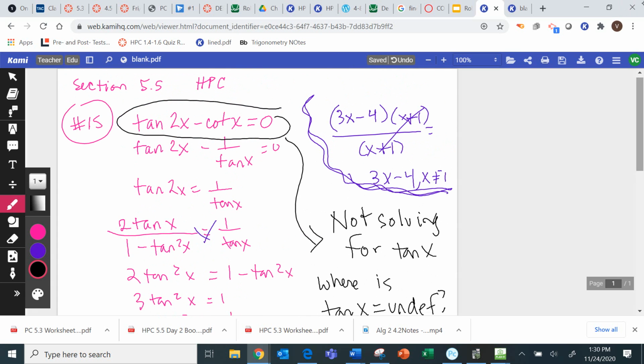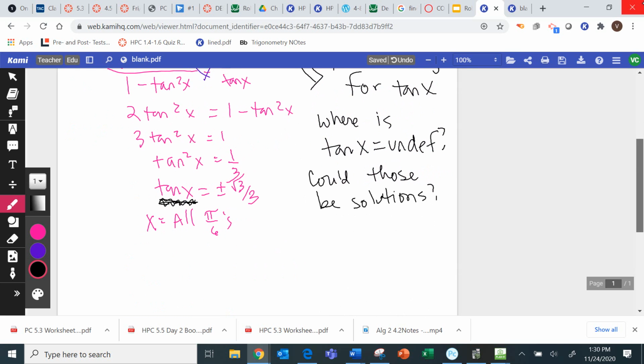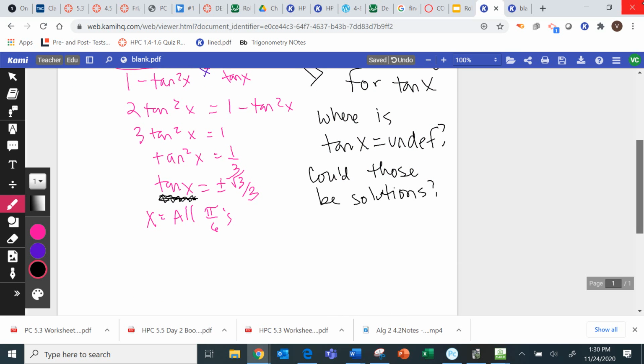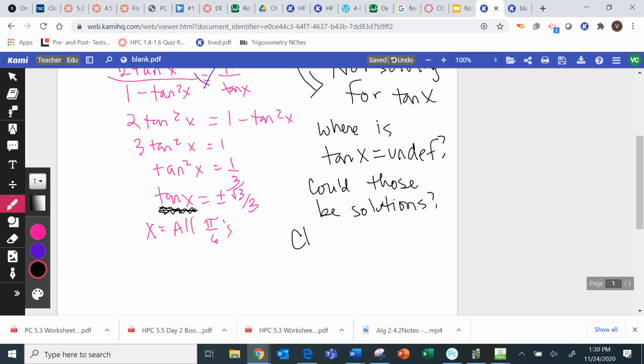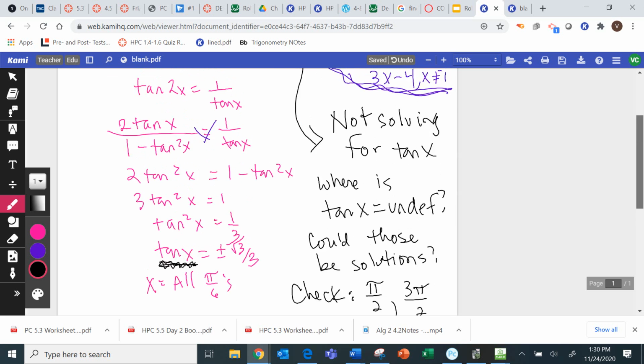I was supposed to solve for tangent 2x and cotangent x. That's not what I solved for. I solved for tangent x. So where is tangent undefined? Where is tangent undefined? Pi over 2 and 3 pi over 2, but yes, same thing, right? So I'm going to check those in the original question.